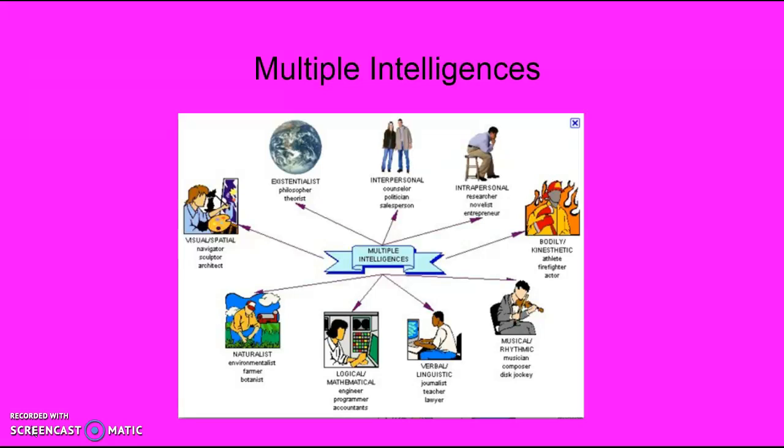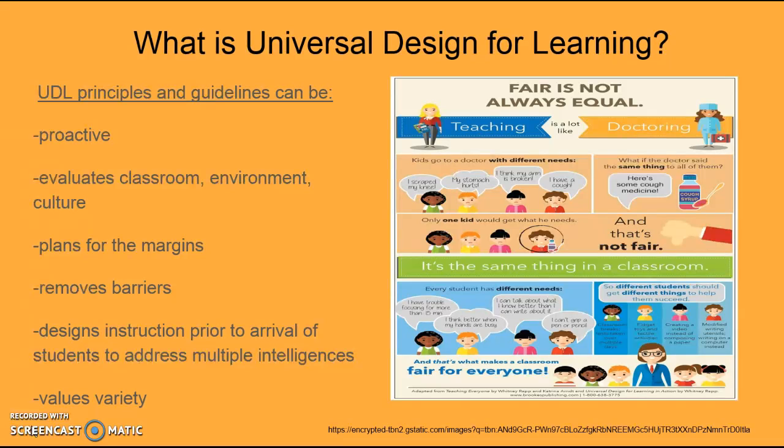In a UDL classroom, when you plan lessons that focus on as many multiple intelligences as possible, you provide multiple means of representation for all students. The transition to UDL should be gradual.